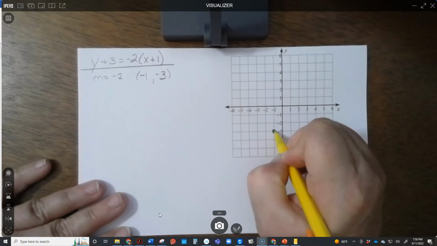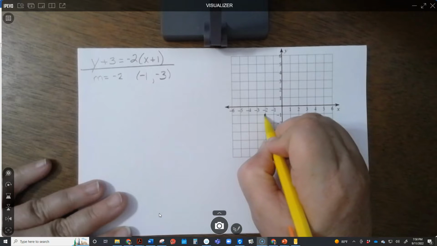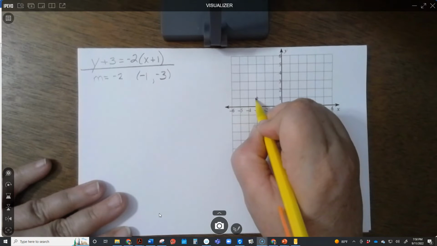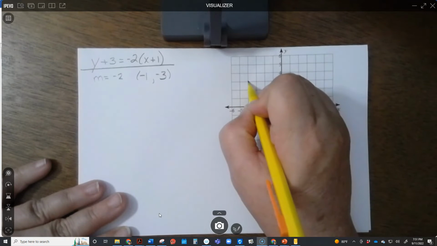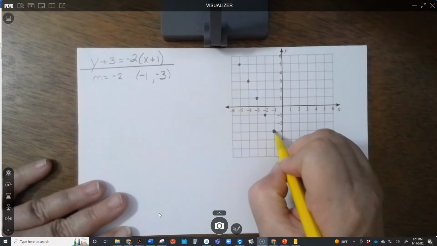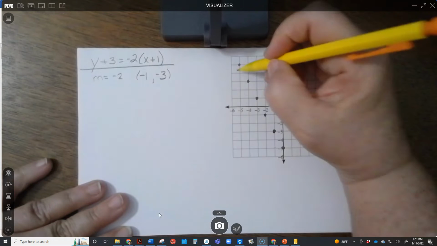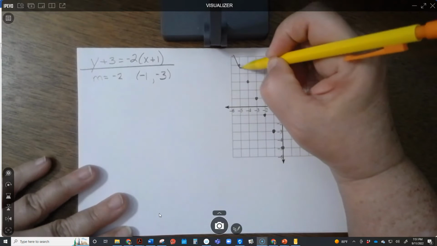So you plot the point, and then it has a slope of -2. Rise 2, run 1. Be sure you run so that it's a negative slope. I'm rising 2, so I'm running to the left. Or I can go down 2 and move to the right. Okay? And there is my line.